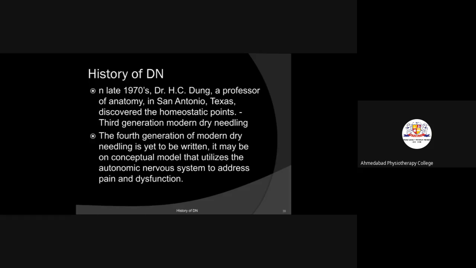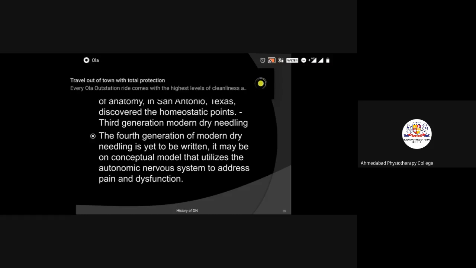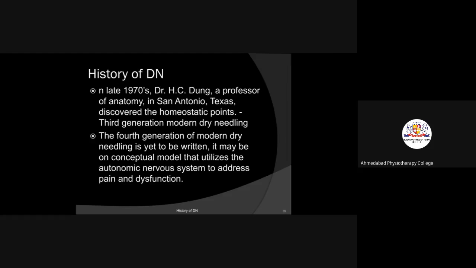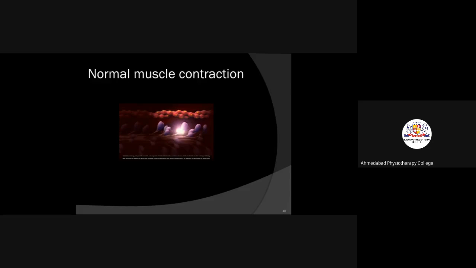In the 1970s, Dr. H.C. Dung discovered the homeostatic points. That means only one point can be used, which can treat the patient in either way. For example, if the patient has diarrhea, you can treat the patient. If the patient has constipation, you can treat the patient with the same point. If the patient has high blood pressure or low blood pressure, the point is the same. That is called a homeostatic point. So that was the third generation of modern dry needling.